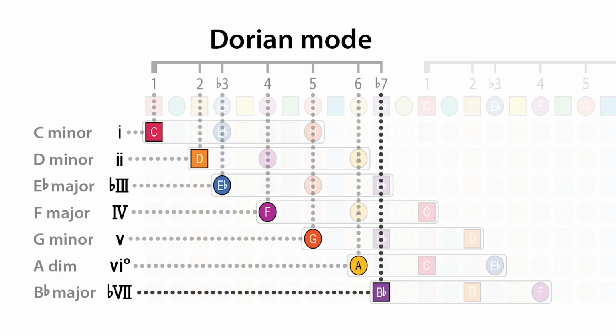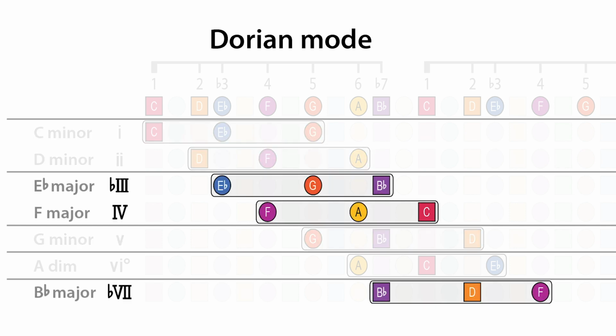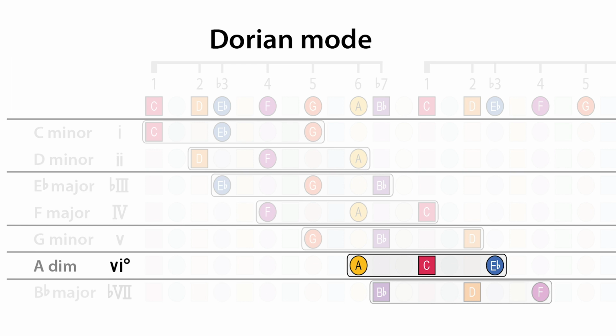diminished. And flat 7 is on B flat, B flat major, where the lowercase numerals 1, 2, and 5 are all minor chords. The uppercase numerals, flat 3, 4, and flat 7, are major chords. And the little O on 6 means that it's diminished.